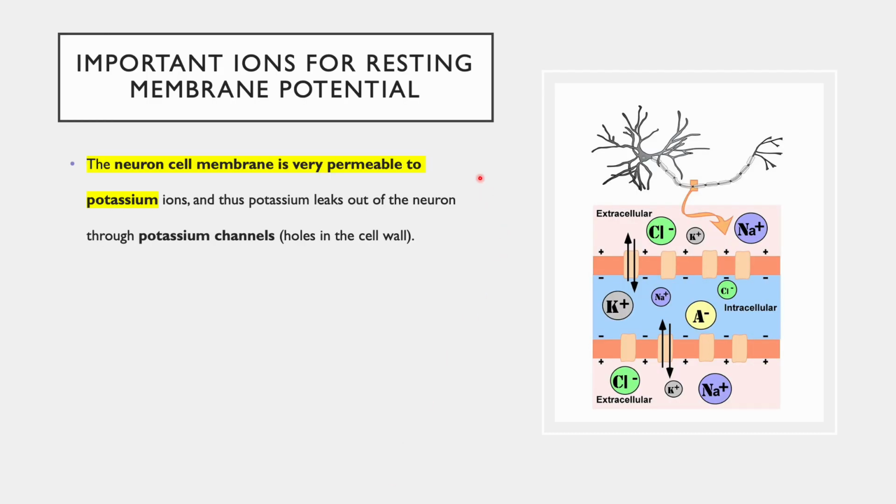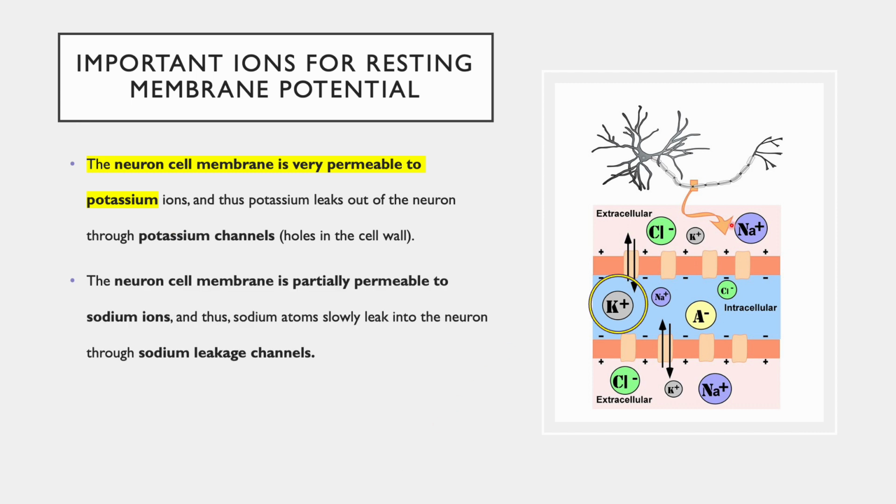So, here are the important ions for resting potential. As I stated previously, we know that the cell membrane is very permeable to potassium ions. Thus, there are specialized channels that allow potassium to exit the cell. Potassium leakage can lead to more positive charge outside of the cell, whereas the cellular membrane is partially permeable to sodium, meaning that more sodium is typically going to stay in this extracellular fluid, and there's less leakage of sodium inside of the cell at rest, leading to a negative charge inside of the neuron.